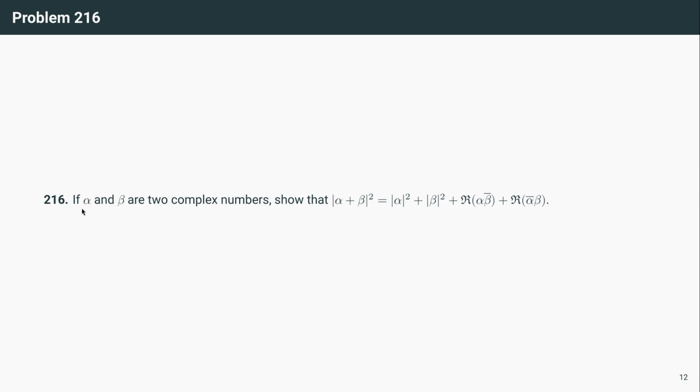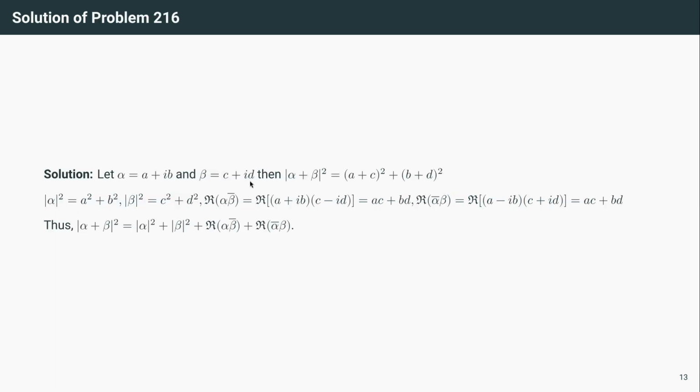Question 216 says that if alpha and beta are two complex numbers, prove that mod alpha plus beta whole square plus mod alpha square plus mod beta square plus real part of alpha beta bar plus real part of alpha bar beta. In this case, we take alpha as a plus ib and beta as c plus id. Now clearly mod alpha plus beta square will be (a plus c) whole square plus (b plus d) whole square. Now mod alpha square is a square plus b square, and mod beta square is equal to c square plus d square.